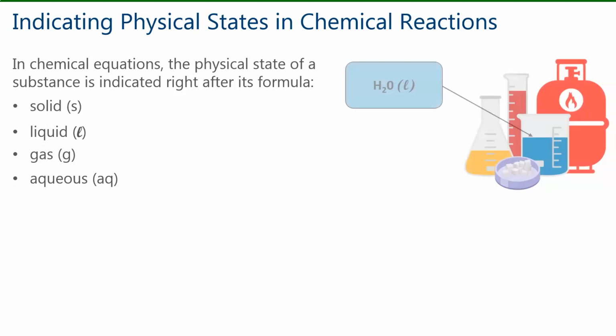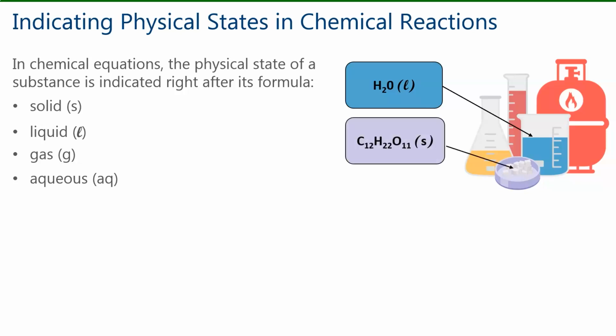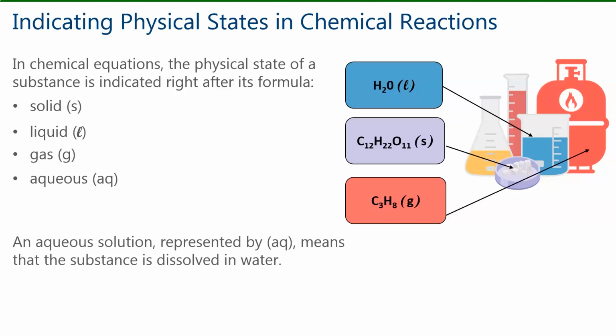Here are some examples. So we have H2O, and it's in the liquid state, so in brackets we have a lowercase l. Next we have sugar, C12H22O11, and it's in the solid state, so there's a lowercase s in brackets. And our next example is propane, C3H8, which is a gas indicated by the lowercase g in brackets. An aqueous solution, represented by aq in brackets, means that the substance is dissolved in water.